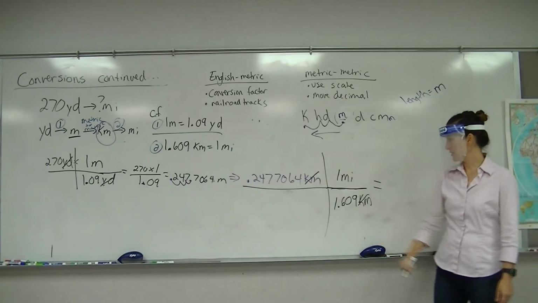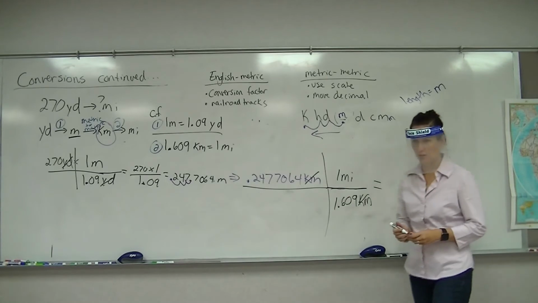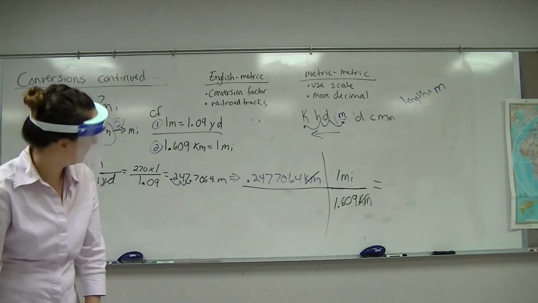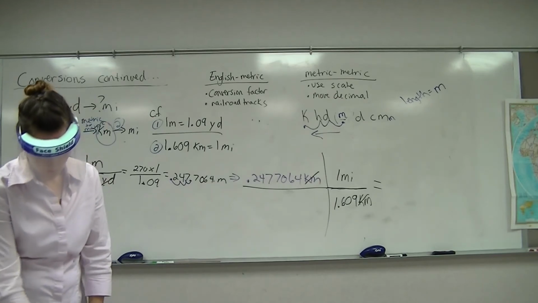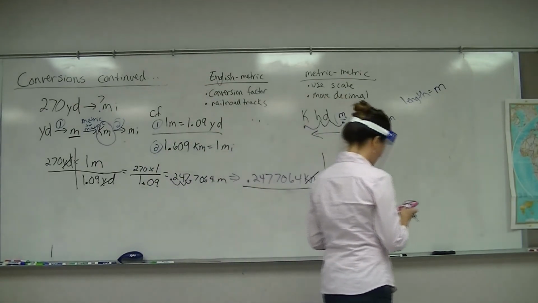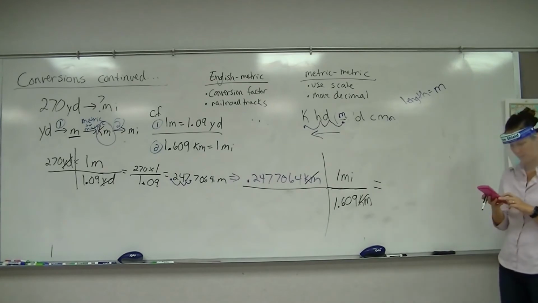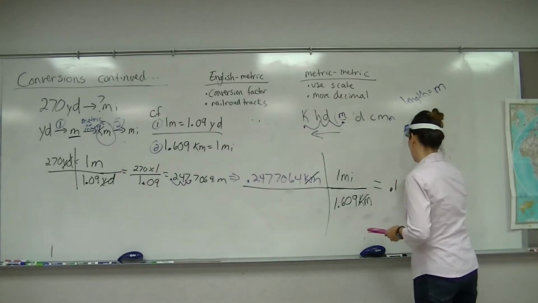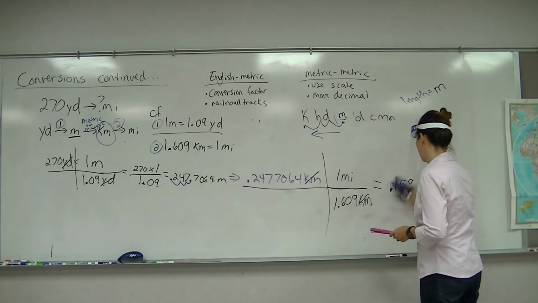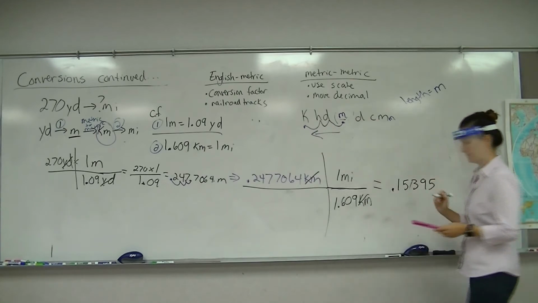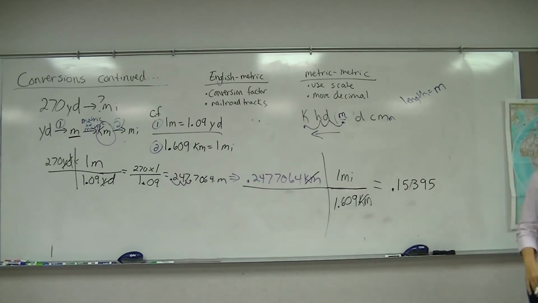So I'm going to take that big long number and divide it by 1.609. I still have it in my calculator. Another big number. Okay, I did that calculation wrong. It should not be that. What did you get? No, that's a long number, 0.15395. Wait, say that again, sorry. 0.15395. Okay, that's good. Because we're going to do sig figs, and you know we won't go further than that.